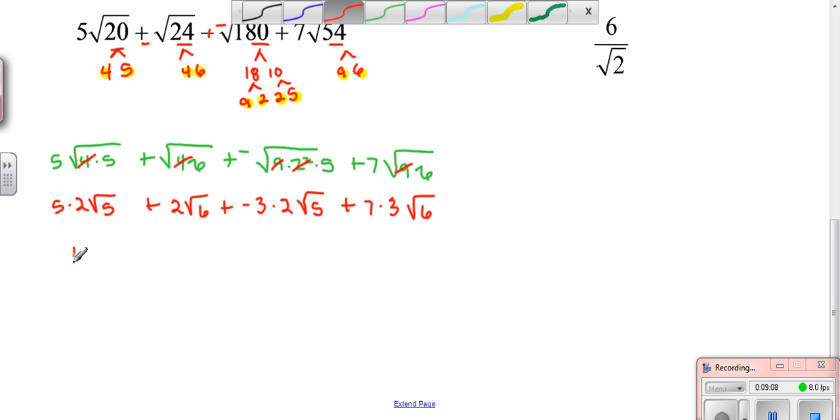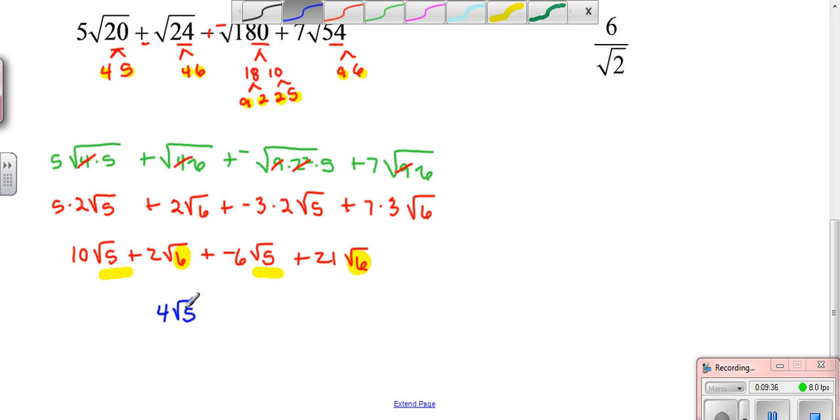Go ahead and clean up those multiplications. I have 10 square roots of 5 plus 2 square roots of 6 plus negative 6 square roots of 5 plus 21 square roots of 6. I'm not done until I check. I've got some combining I can do. I have identical roots. So 10 square roots of 5 minus 6 square roots of 5 leave me 4 square roots of 5. 2 square roots of 6 plus 21 square roots of 6 leave me plus 23 square roots of 6. And that is your final simplified answer.